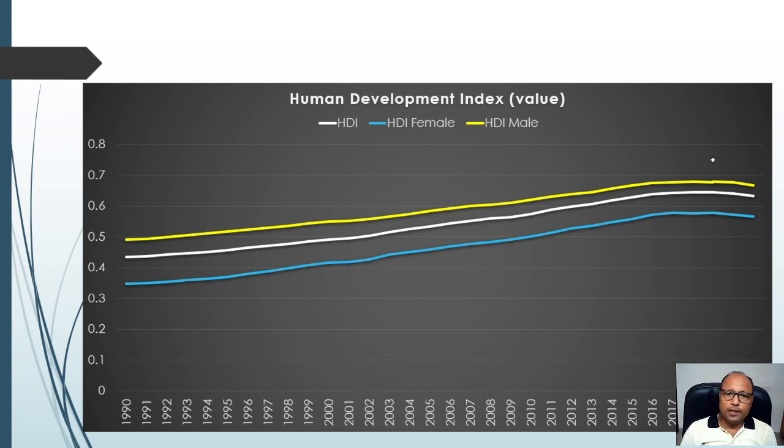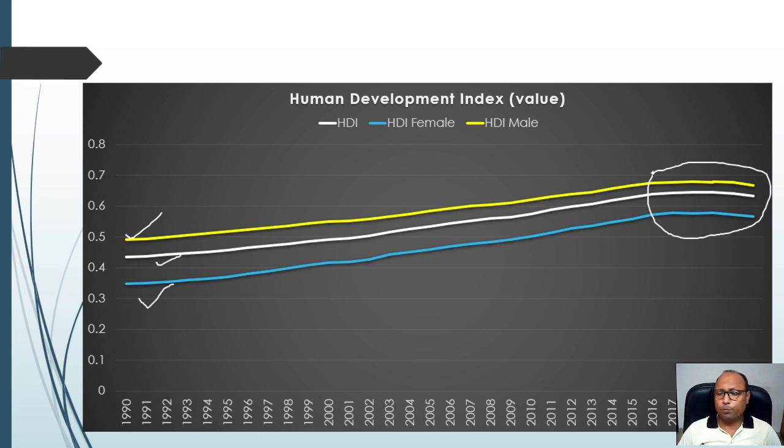Something that we already covered in the last lecture: this was the gender comparison of the Human Development Index. So overall HDI, HDI male and HDI female. If you look at this data, this yellow line indicates the Human Development Index for male, the blue line indicates female, and the white one is the all India average. Two things to be noted here: since 1990 to 2021, the HDI index for all India, male as well as female, has been improving, except the recent situation, where more or less it is not doing so well.